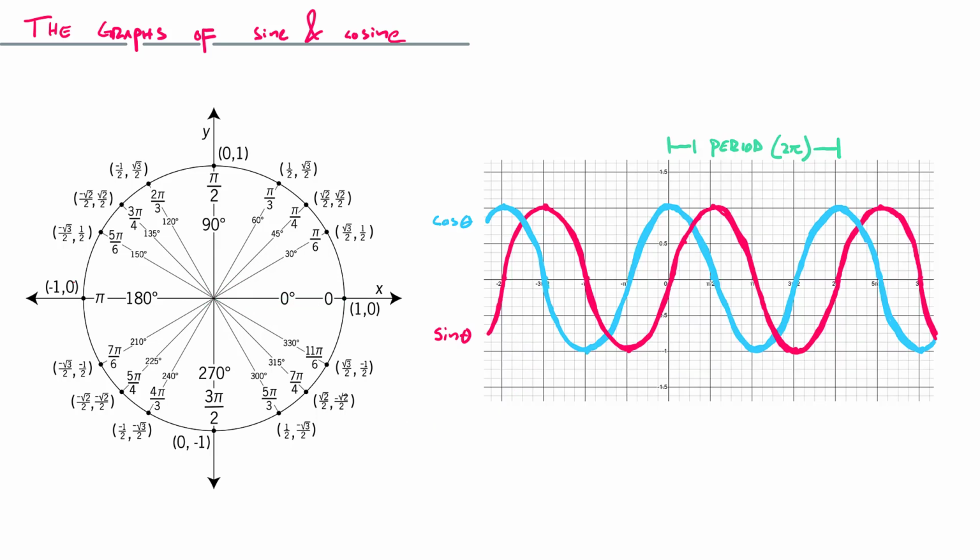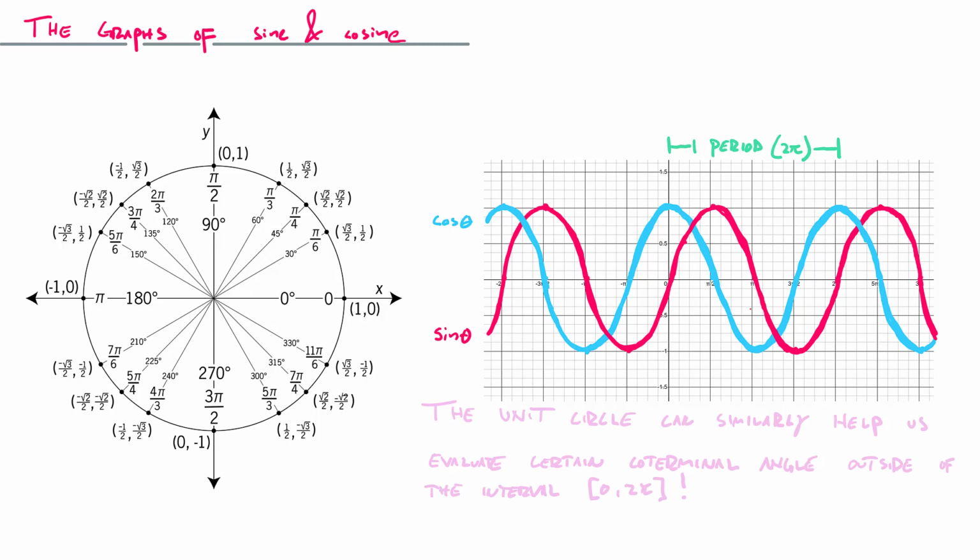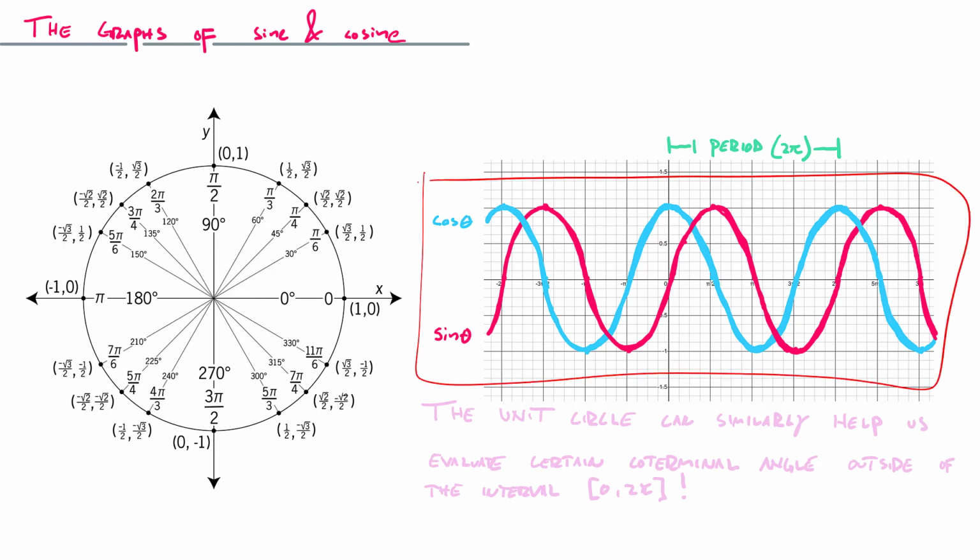If you overlay them, you can see that sine and cosine are really just a pi over 2 shift of one another, right? If you were to take the cosine function and shift it pi over 2 units to the right, it would line up exactly with the sine function. So the unit circle can similarly help us evaluate certain coterminal angles outside of the interval 0 to 2 pi now, because we have a cyclical graph. It just comes down to looking at what angle we're looking at is coterminal with, and then we just basically recite that specific x or y coordinate, whether we're evaluating cosine or sine.